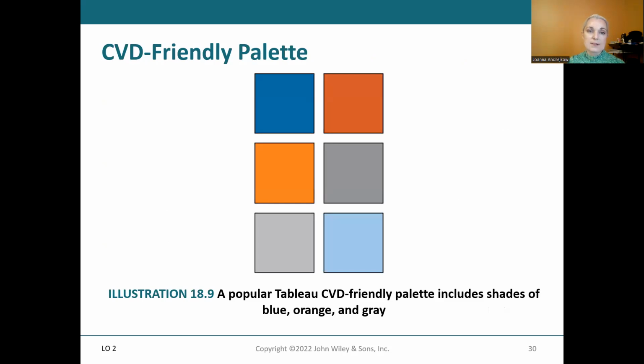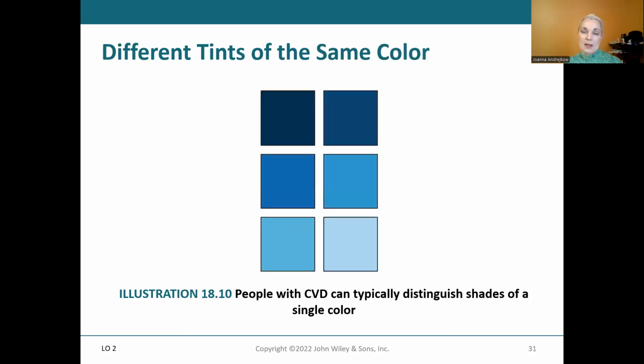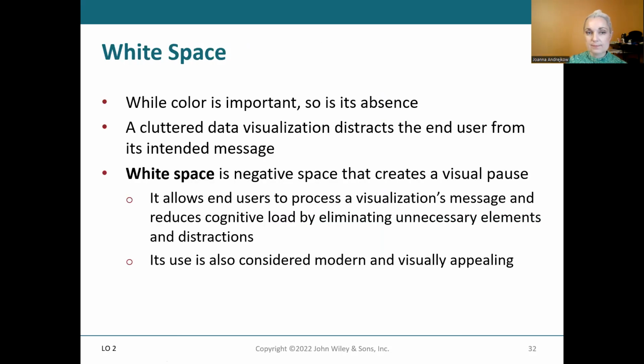So here is a CVD-friendly palette. We have dark blue, light blue, we have red, we have orange, and we have gray. And then we have different shades of the same color. As you can see, one of the problems is this shade is very similar to this one, and this one's very similar. So you have to be really careful how you group similar shades. And it also helps to use labels so it's easy to identify what the actual color denotes.